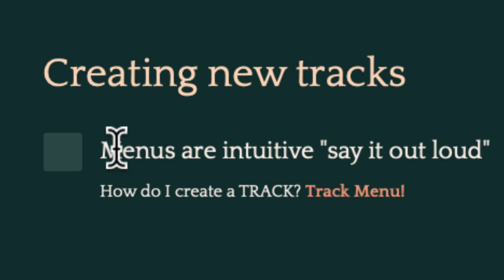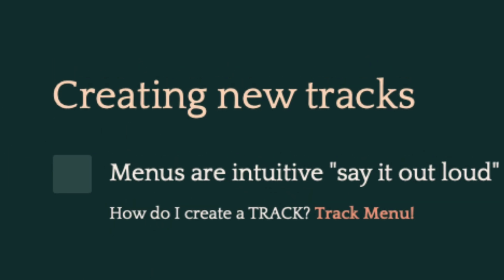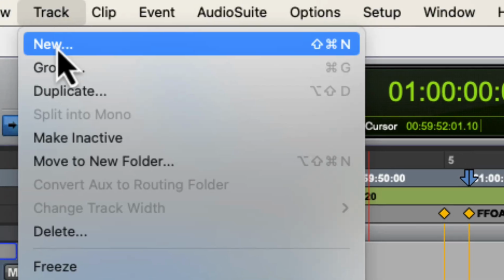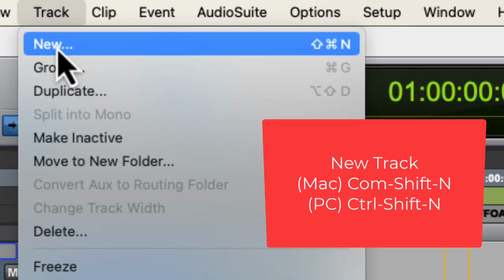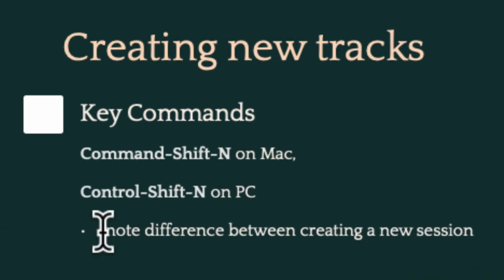So in Pro Tools, one thing to remember on the test is the menus are very intuitive. So just say the question out loud. So for instance, how do I create a new track? It's in the track menu. So here we are in the track menu, and then we go to new, or on a Mac, you could hit Command-Shift-N, Control-Shift-N on a PC. And note that this is different than creating a new session, which we did in the previous video.